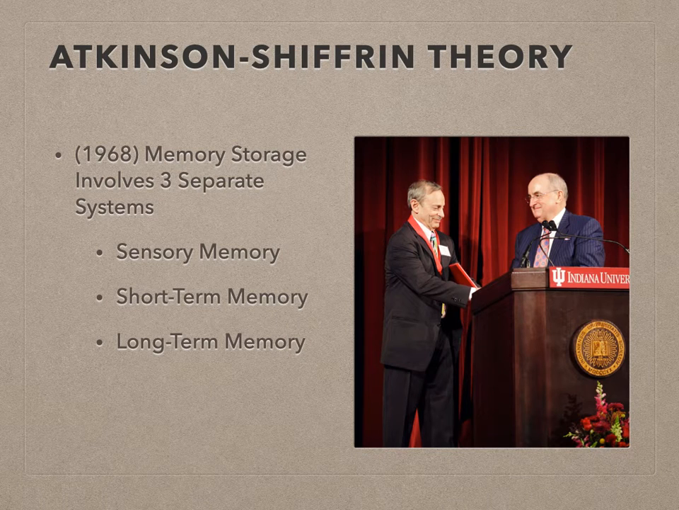There are generally believed to be three different types of memory. It's called the Atkinson-Shiffrin theory. I give a shout out to these two guys because they worked at my alma mater, Indiana University. In 1968, they proposed the idea that there are three different pieces of memory.